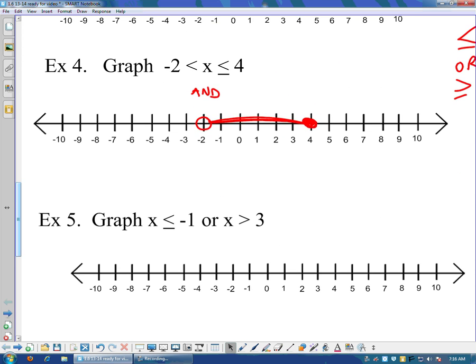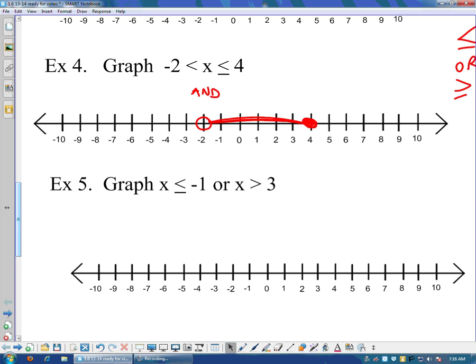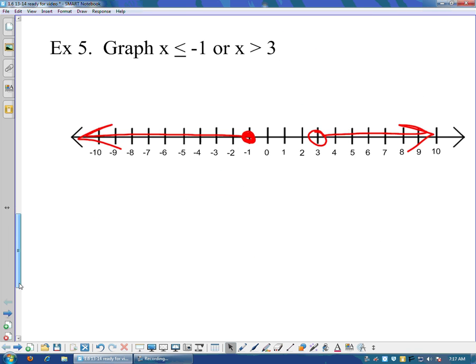All right, how about this example? This is another compound inequality, but instead of and, it has the word or. So now we want x less than or equal to negative 1. That would be solid dot at negative 1 and shading to the left. Or we want x greater than 3. Open circle at 3, shading to the right. And that's how we would graph that.